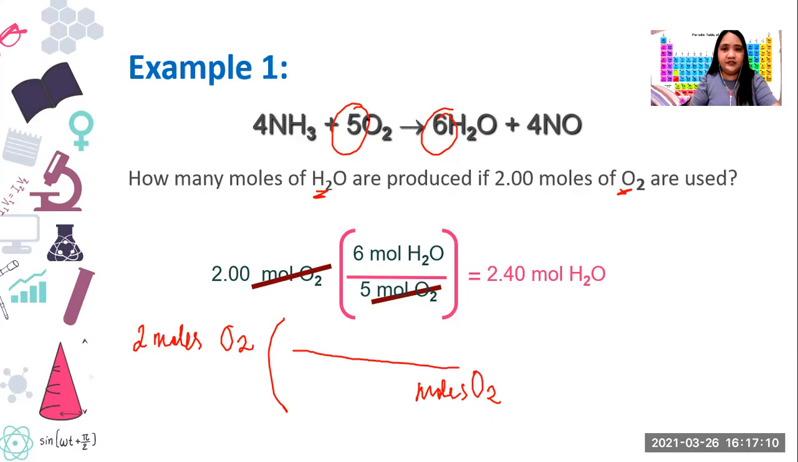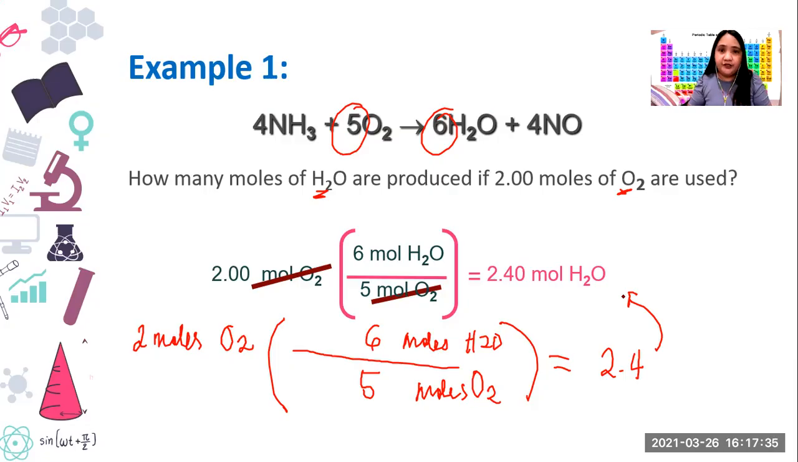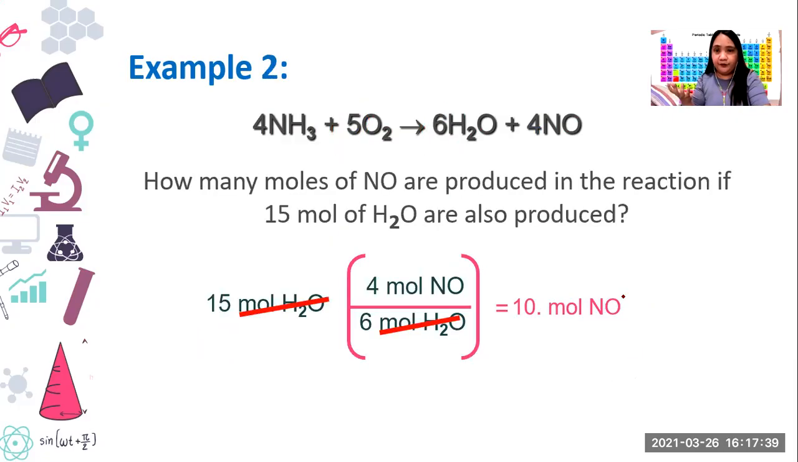You can see here, you just get the reaction. You get the ratio. What is the ratio? That's 5. And then, of course, you're looking for the moles of water. So, how many moles of water? You have 6 moles of H2O. Therefore, the answer is 2.4. Same. Just for you to understand it further. Where is it coming from? It's actually coming from the molar ratio at the initial reaction. Okay, let's have another one.